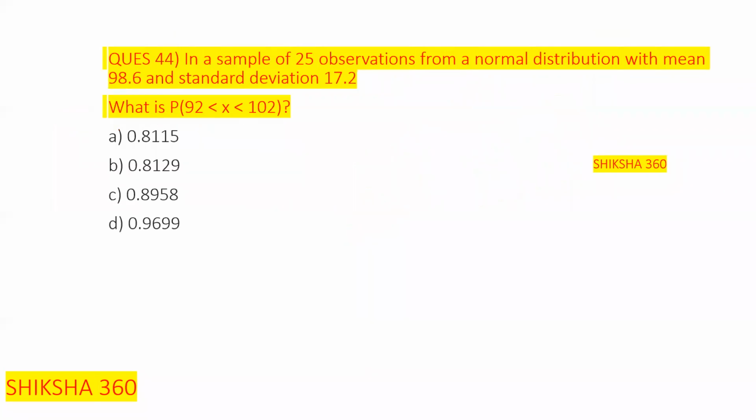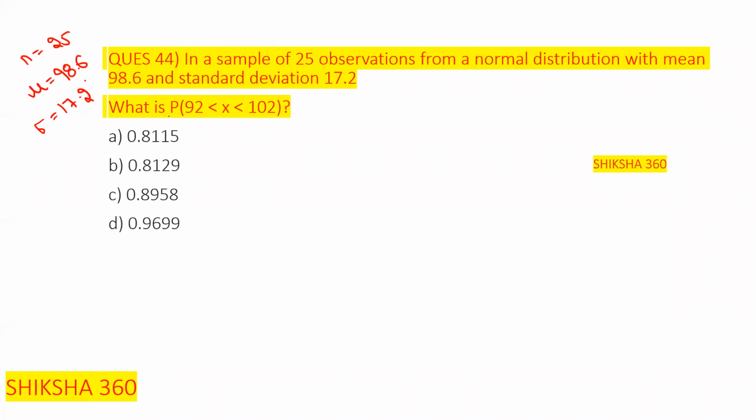Now move toward the last question of our today's session. In a sample of 25 observations from a normal distribution, they have given the mean, that is mu, 98.6, n is equal to 25, that is the number of observations, and standard deviation sigma, here they have given 17.2.